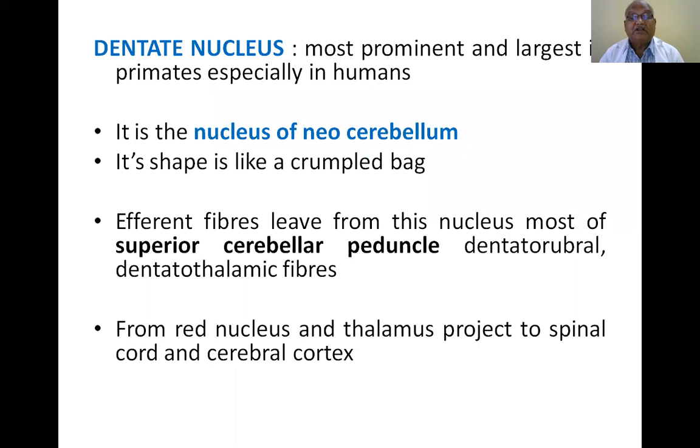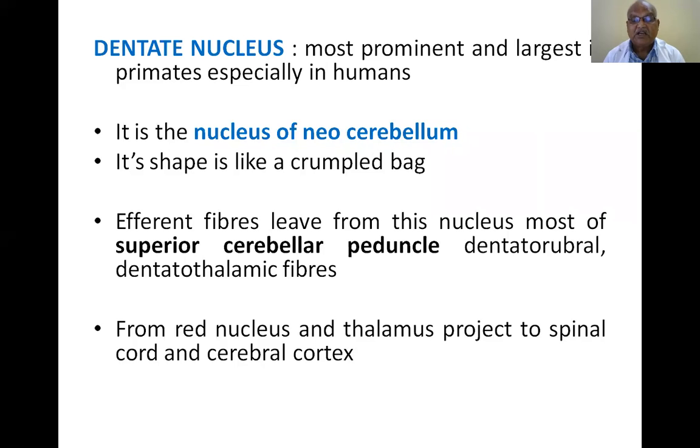So it is the nucleus of the neocerebellum, that is the posterior lobe. It is shaped like a crumpled bag. Efferent fibers leave from this nucleus, mostly through the superior cerebellar peduncle: dentorubral and dentothalamic fibers. So the superior cerebellar peduncle contains the most fibers coming from the dentate nucleus, present in the new part of the cerebellum, that is neocerebellum or posterior cerebellum.